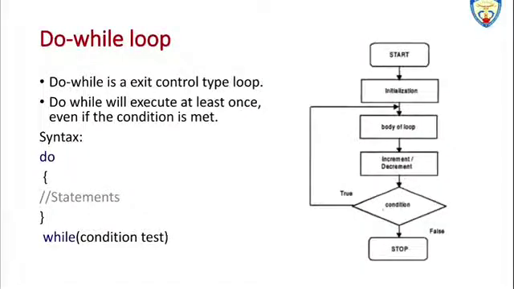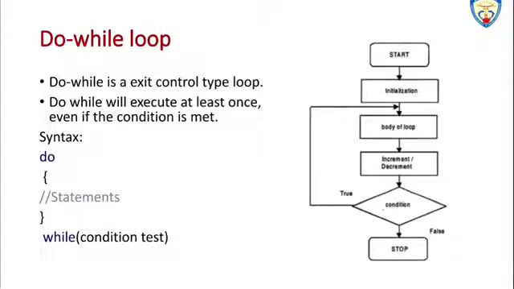Next is the do while loop. It's just a few changes from the while loop. That is, first it will do the task, meaning first the execution of the statement will occur, and after that the condition will be checked. So in the flow chart: initializing, body of the loop, incrementing, then the condition is checked, and if it is true, then again it will go to the body of the loop.